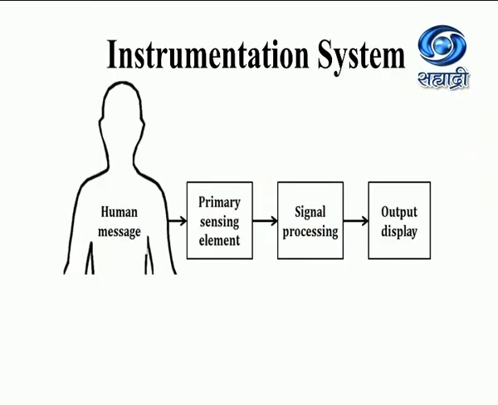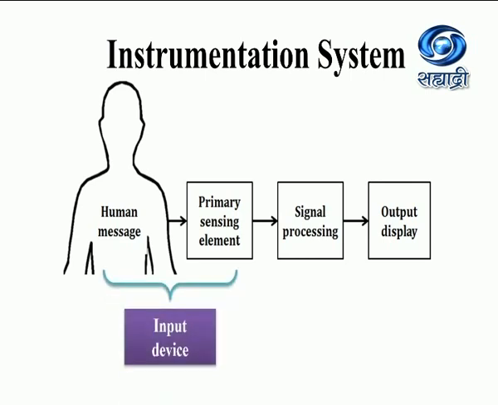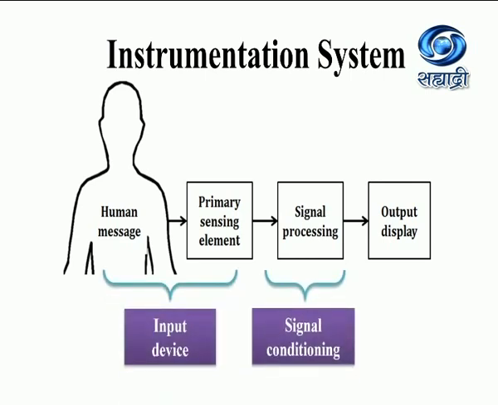So let's see what we mean by instrumentation system. Basically in electronics, we have different types of instruments, and each system has three major elements. In electronics, we have different types of instruments where transducers are used, and they have three major elements, that is input device, signal conditioning circuits, and output device.